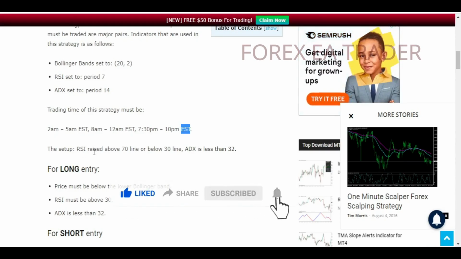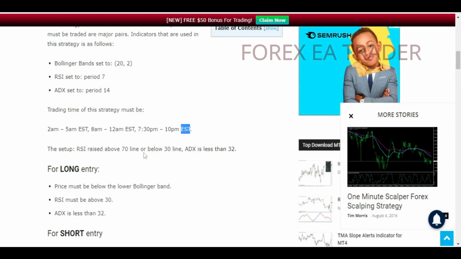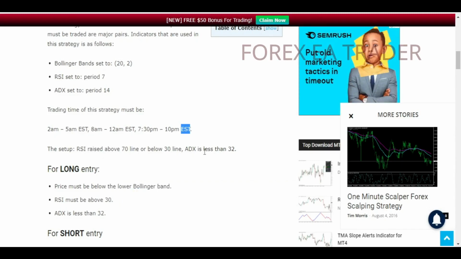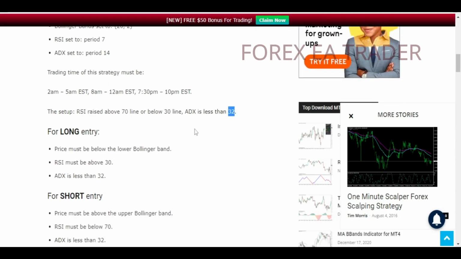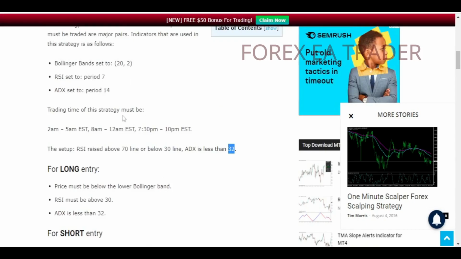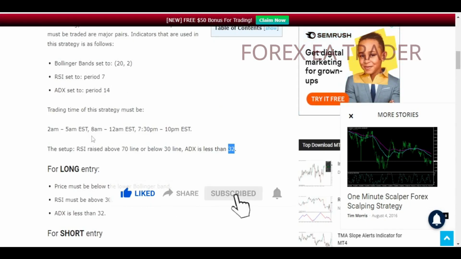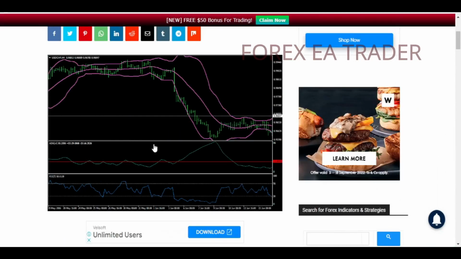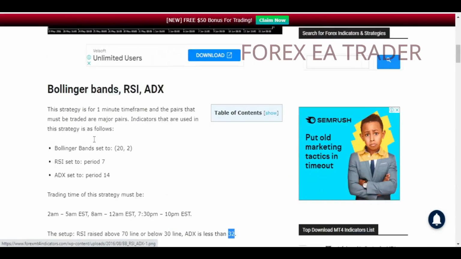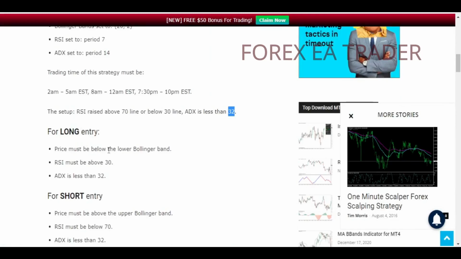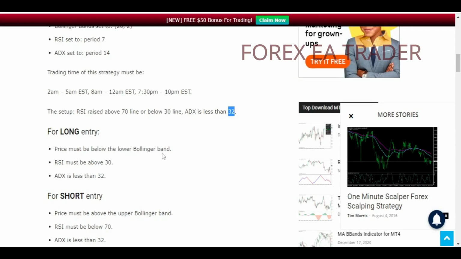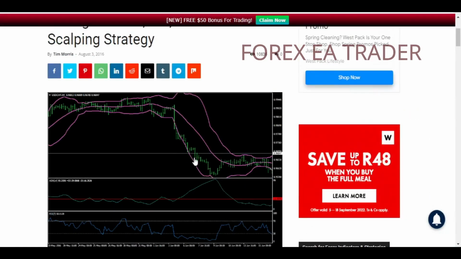So RSI needs to rise above the 70 line or below the 30 line. ADX is going to be less than 30. So those are the inputs for our indicators as they have them here. Then for the long entry, price must be below the lower Bollinger Band. Price must be below the lower Bollinger Band.